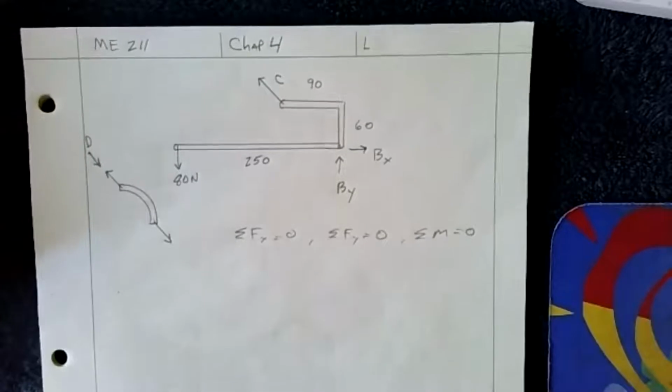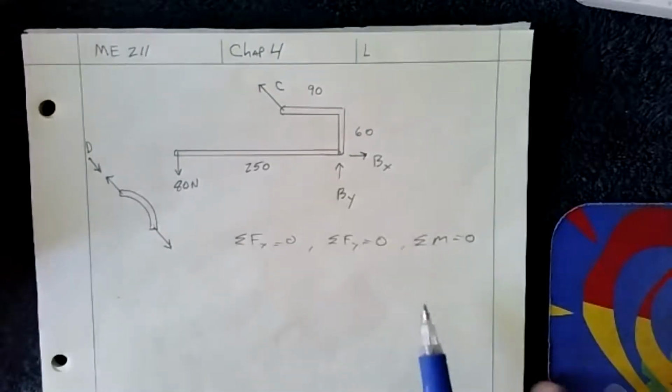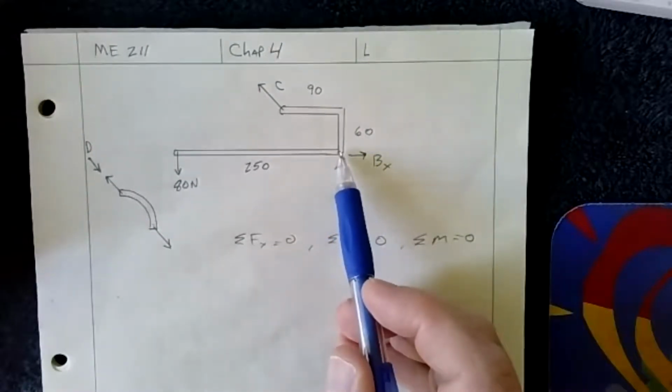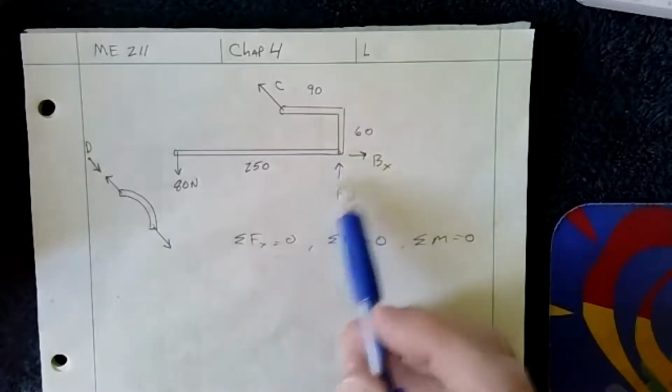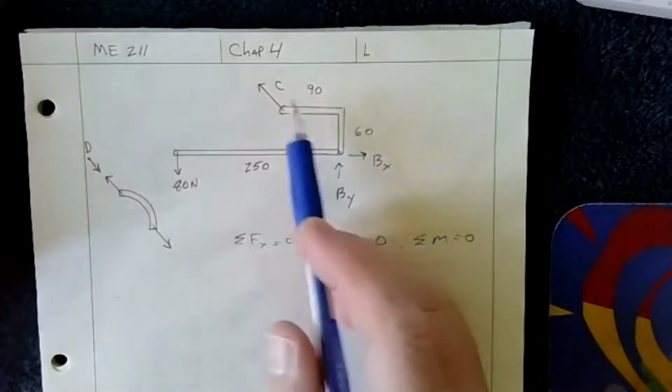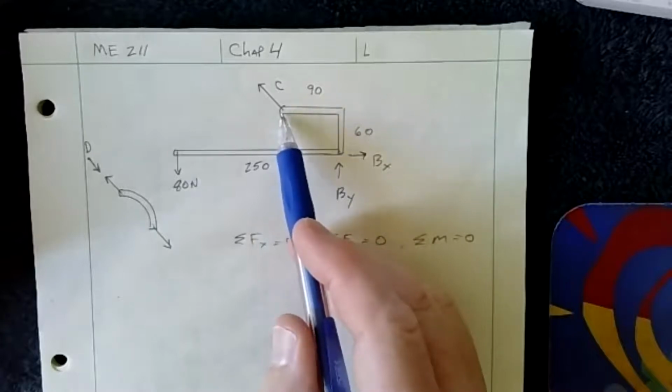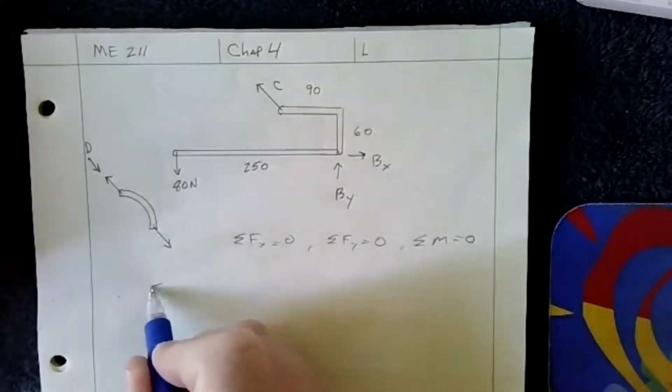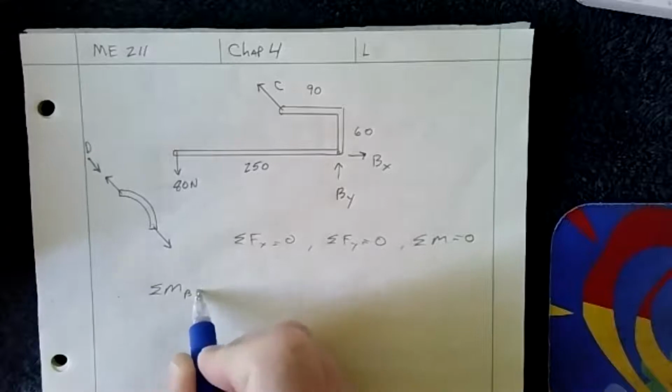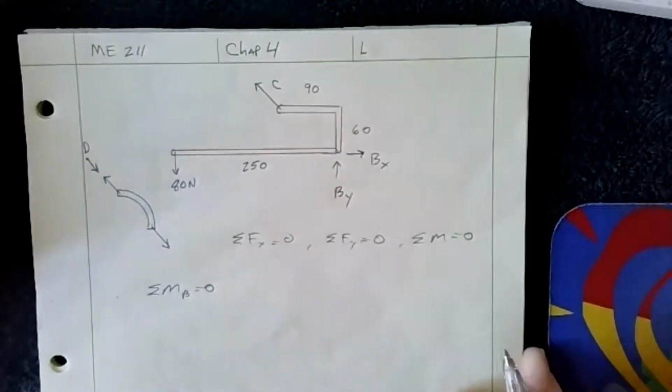So in this case, I'm going to say, let's sum the moments. And as before, we sum the moments about the point B, because that gets rid of two of our unknowns that we don't want. And that allows us to just solve for this force at C. So sum the moment at B to 0. And so what do we have?